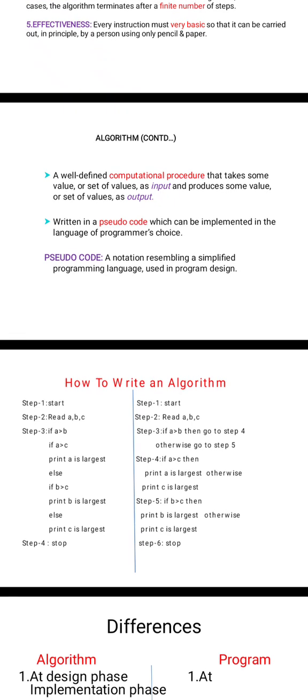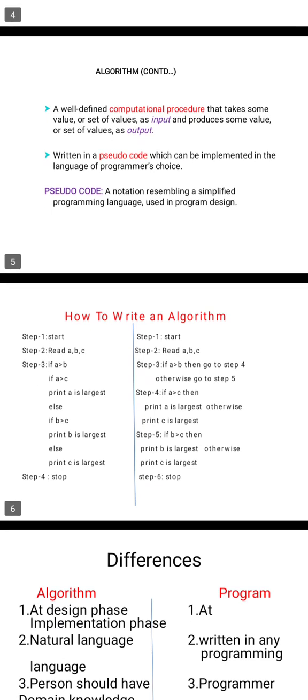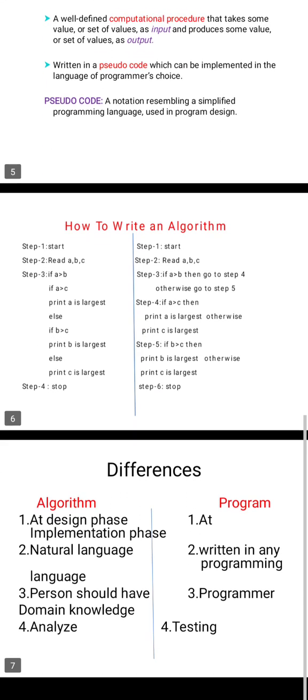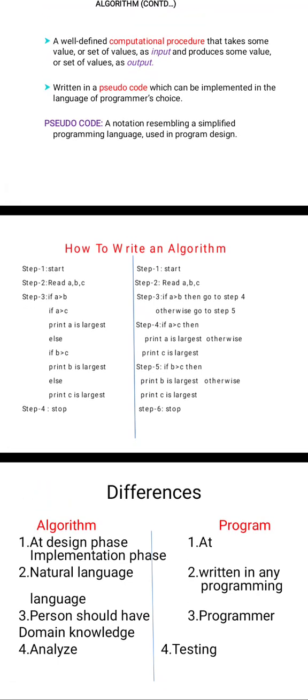Algorithms written as pseudocode can be implemented in any programming language. Pseudocode is a notation resembling a simplified programming language. In this one, the left side denotes the pseudocode and the right side denotes the algorithm. Algorithm means step by step we need to write to solve the problem. This algorithm we have written to find out the largest number in the given numbers.